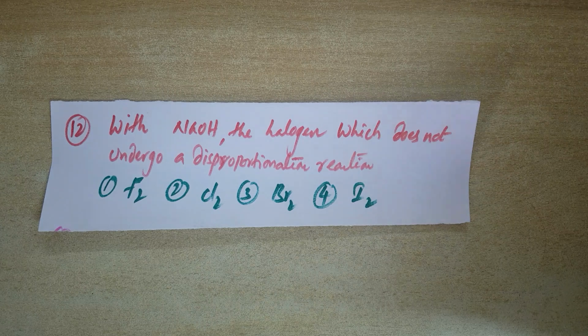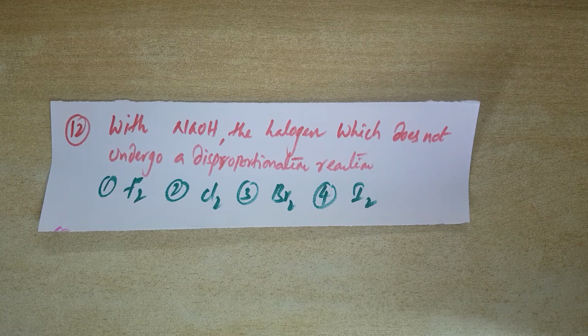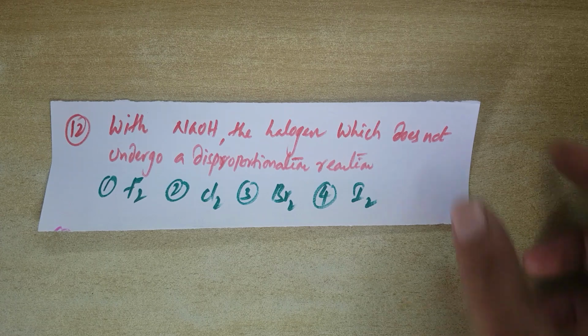With NaOH, which halogen does not undergo disproportionation? So halogens usually participate in disproportionation reactions, meaning they are able to exhibit 3 oxidation numbers. Whatever element participates in disproportionation should exhibit a minimum of 3 oxidation numbers. That is a rule, because disproportionation means oxidation and reduction together: the existing oxidation number, one decreasing and one increasing. So the halogen unable to exhibit 3 oxidation states is not going to participate in disproportionation. Try to get it. Question number 13.